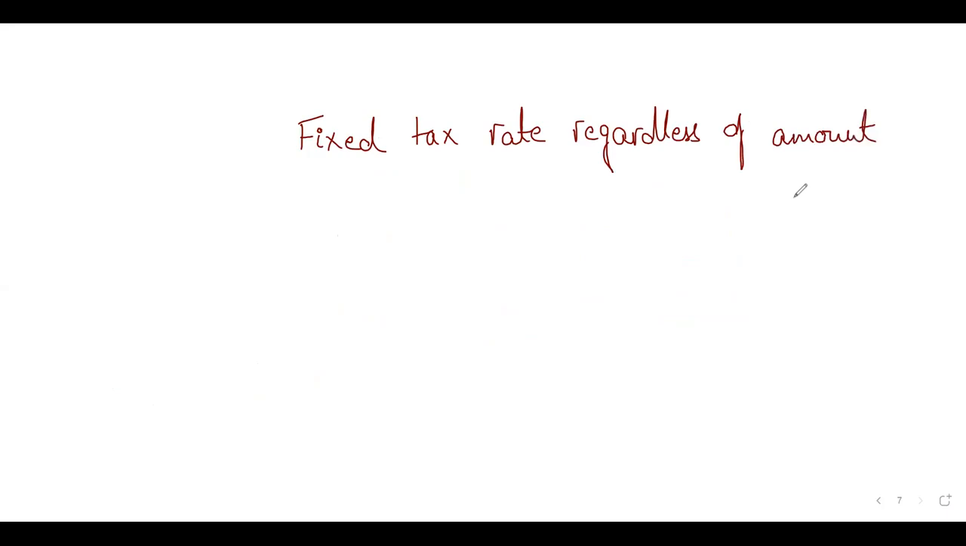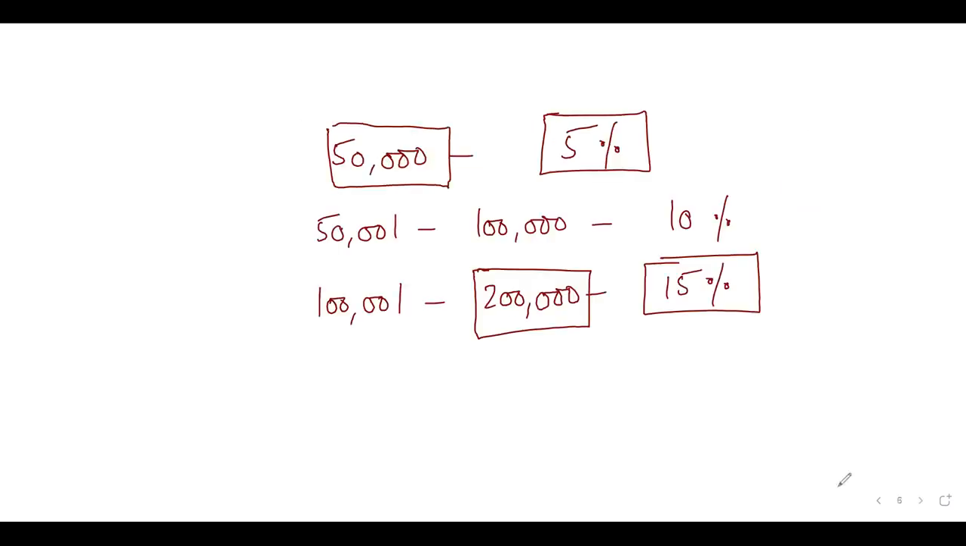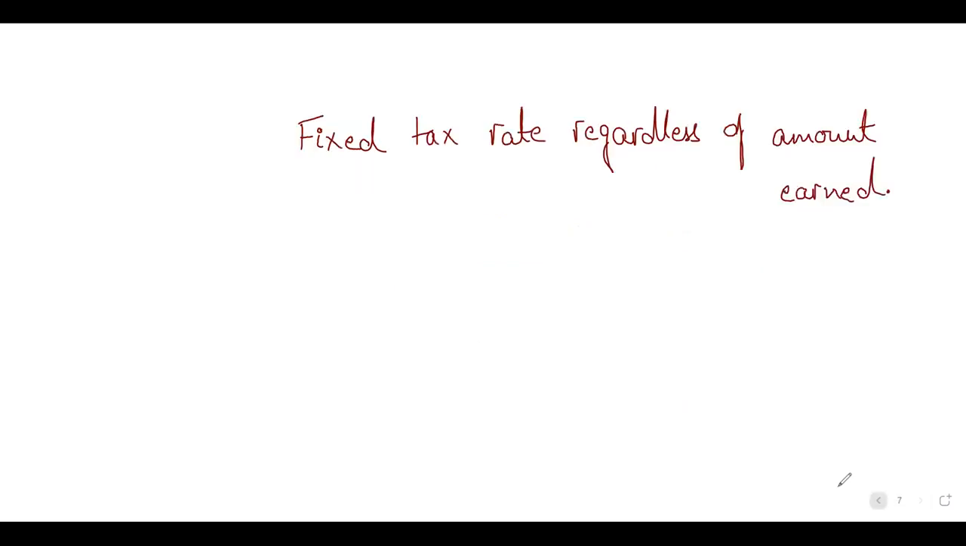If the government says that everyone in Pakistan will pay 20% of their income in taxes, then everyone is paying the fixed rate. Progressive we have already discussed: the bigger the source of income, the higher the tax rate. For proportional, it's a fixed tax rate regardless of amount earned. So whether you earn 50,000 a month or 5 lakh a month, everyone is paying that fixed tax rate. Could be 10%, could be 15%, but whatever it is, it's fixed for everyone.